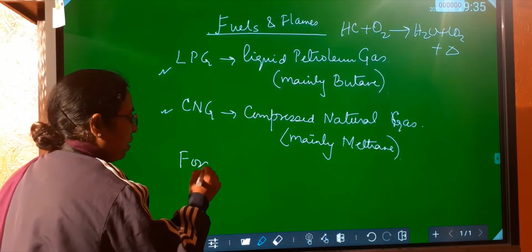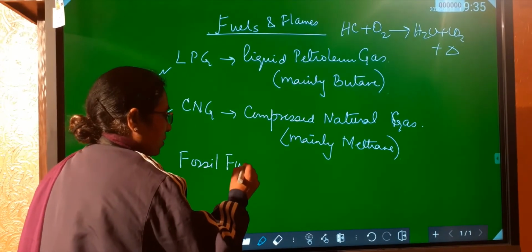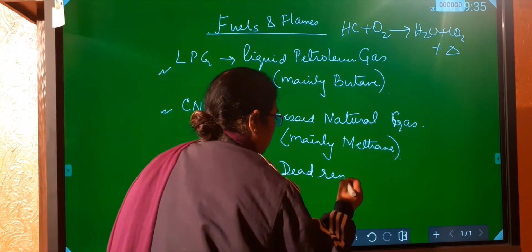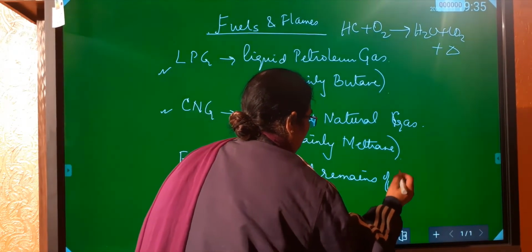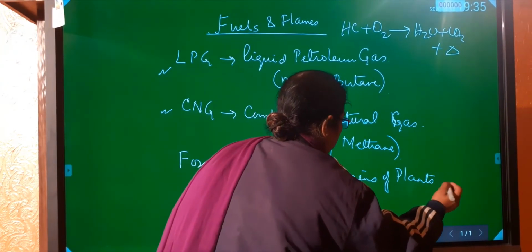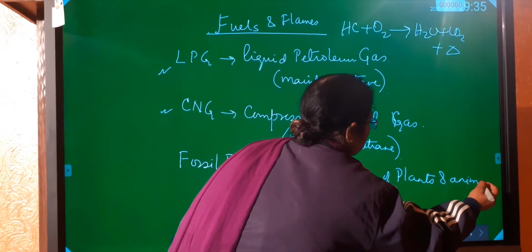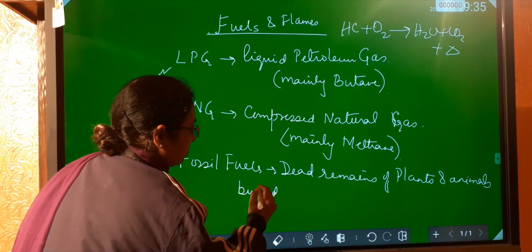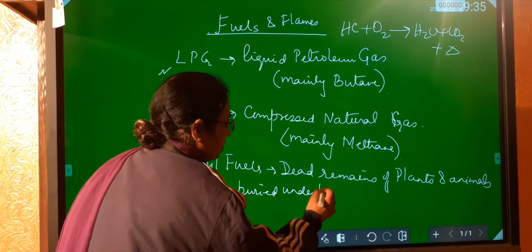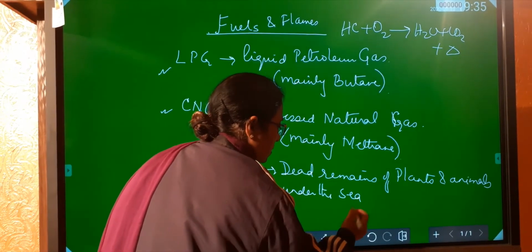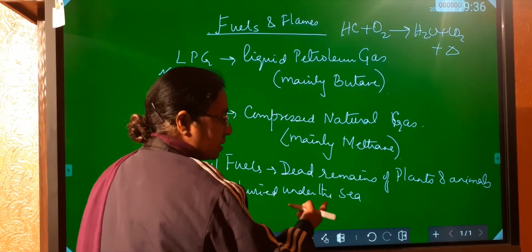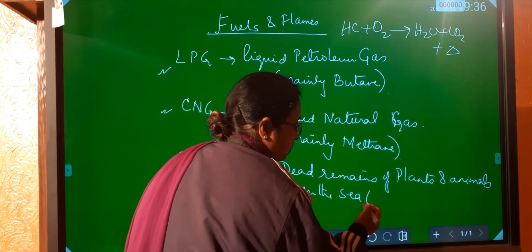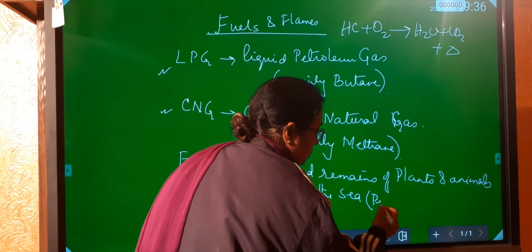Now we have fossil fuels. Fossil fuels are the dead remains of plants and animals buried under the sea. If plants are buried under the sea, then this becomes what? This becomes petroleum.